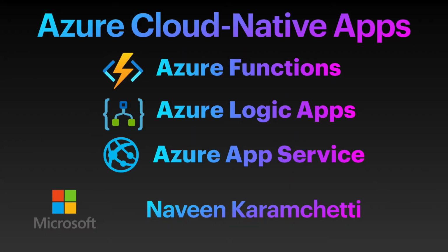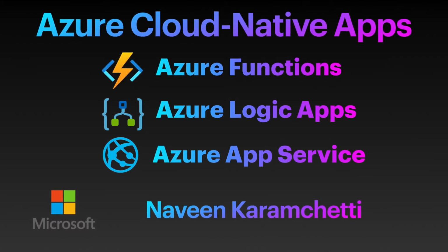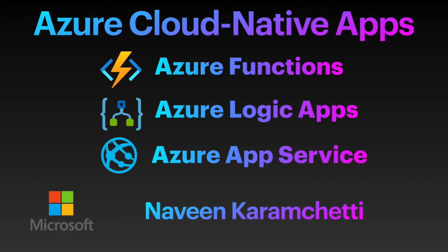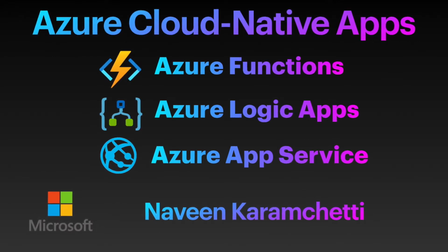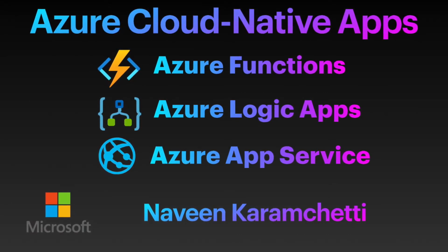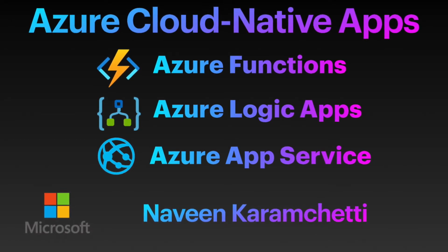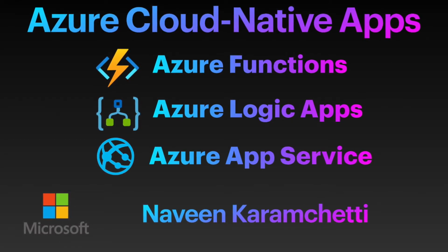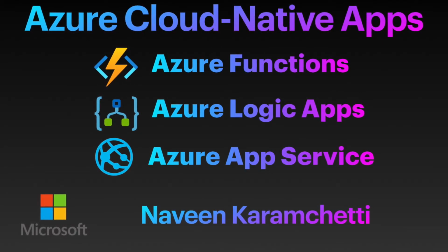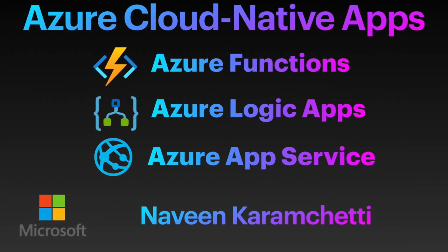Under the Azure cloud native apps, we have three different kinds of services. One is Azure App Service, Azure Functions, and Azure Logic Apps. I'm going to talk about Azure App Service. So what exactly is Azure App Service? Let me give you a little history about it. In 2012, Microsoft added Azure Websites to its Azure services portfolio, and this was created for users to run web applications in Azure. This service became very popular, but it missed some features for APIs.